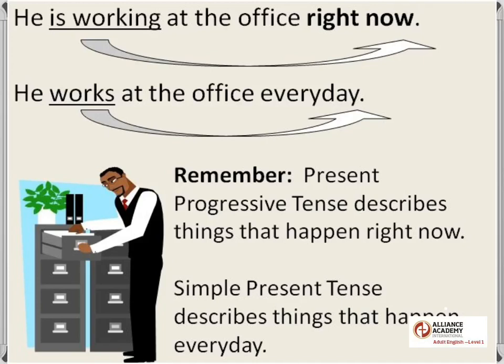He is working at the office right now. But on the other hand, we would say he works, present tense, he works at the office every day. So right now is really the tense that we use when we're using the present progressive tense. So just remember, present progressive tense describes things that happen right now, and simple present tense describes things that happen like every day or routinely.